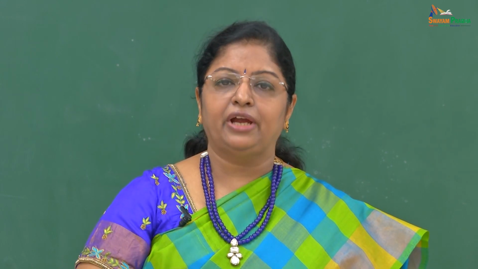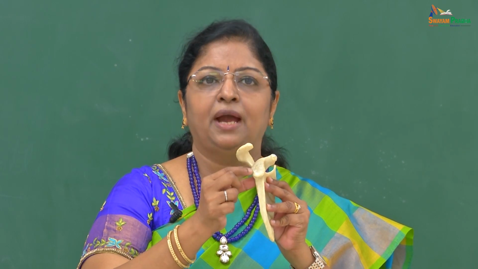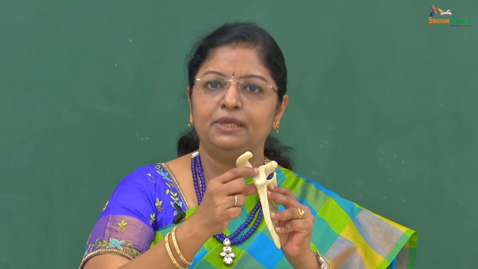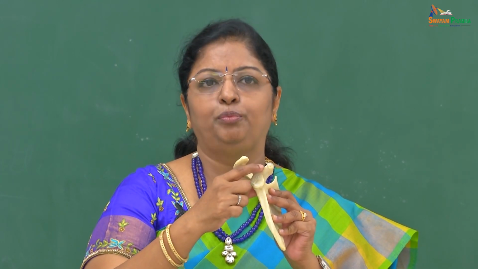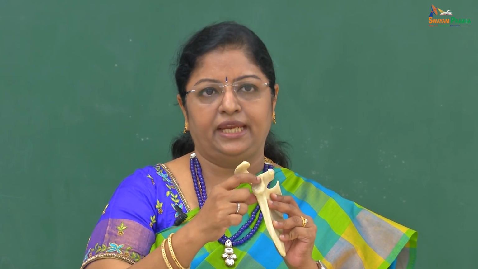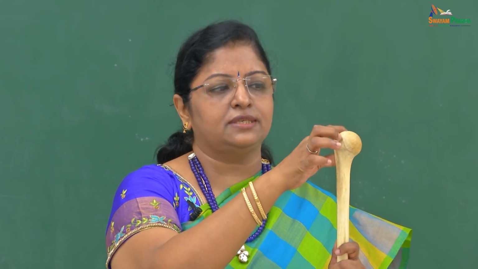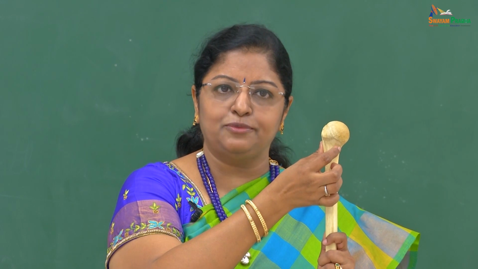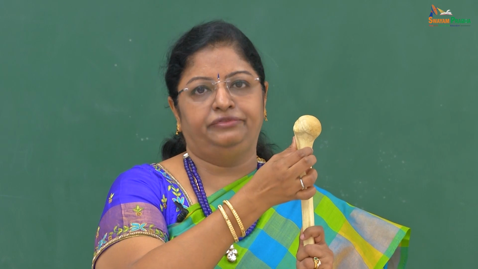To repeat, the fibrous capsule forms the loose outer covering of the shoulder joint. It is very loosely attached, so it can allow free movements of the shoulder joint. Proximally, it is attached to the margins of the glenoid cavity, proximal to the attachment of the glenoidal labrum. Here, it has an opening for the tendon of the long head of biceps muscle to come out of the joint cavity. Distally, it is attached to the anatomical neck of the humerus, except inferiorly where the attachment extends 1.25 centimeters below up to the surgical neck of the humerus.